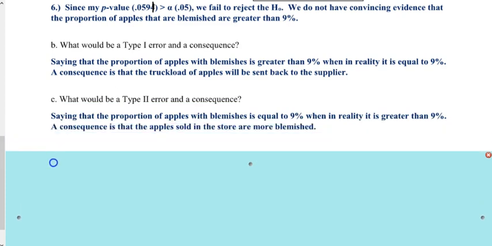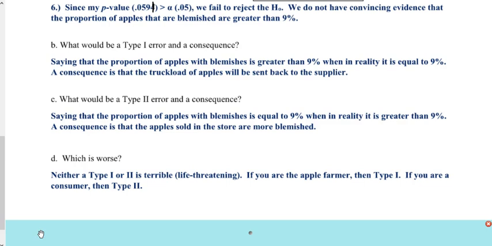A type 2 error would be saying that the proportion of apples with blemishes is equal to 9% when it's really greater than 9%. That would mean that a lot of the apples in the stores are more blemished. You have more blemished apples. Which is worse?